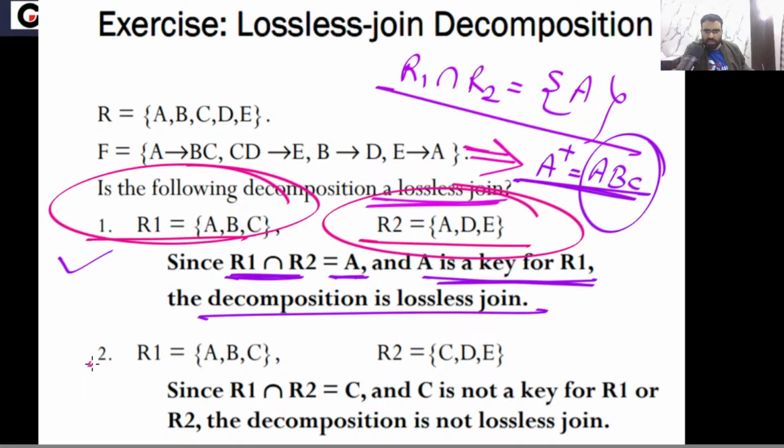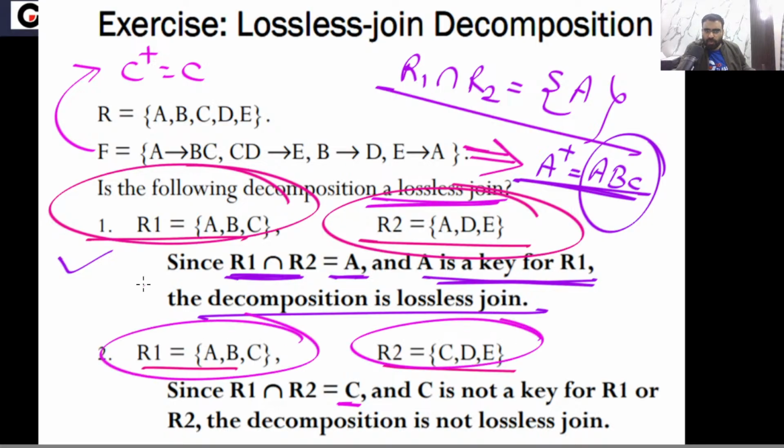Okay, what about this binary decomposition? R1 is ABC, R2 is CDE. So first you find the set of all common attributes. The common attribute is C. Now, in this given set of functional dependencies, you find the closure of C. The closure of C will be C only. So you can see that C is not a super key in R1 or R2. C is not a super key in R1, C is not a super key in R2. So this decomposition is lossy, or I can say this decomposition is not lossless. Not lossless simply means lossy. So this decomposition is lossy.